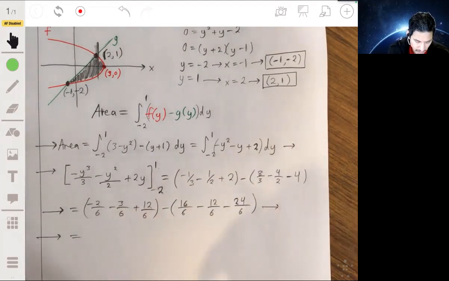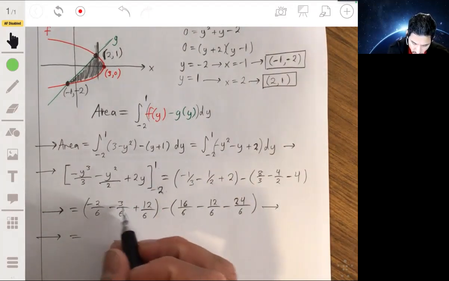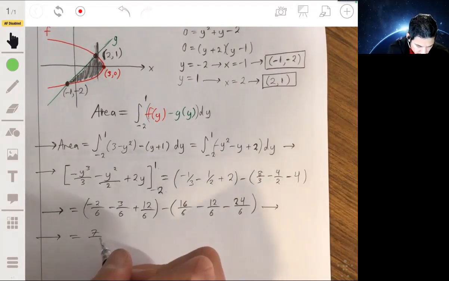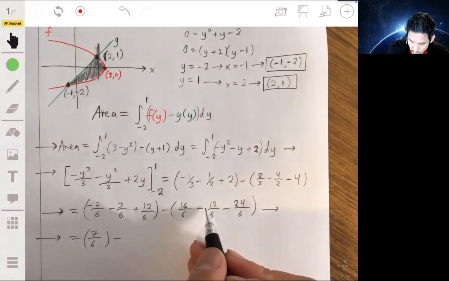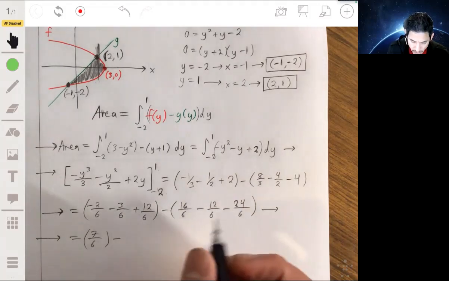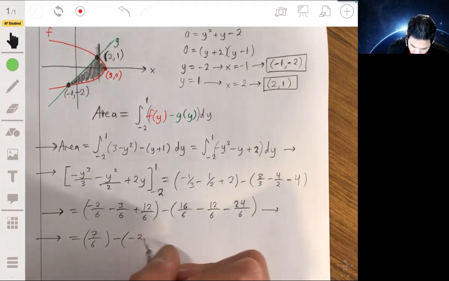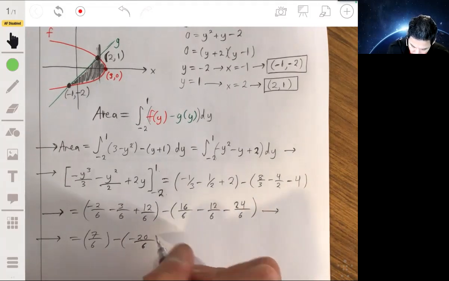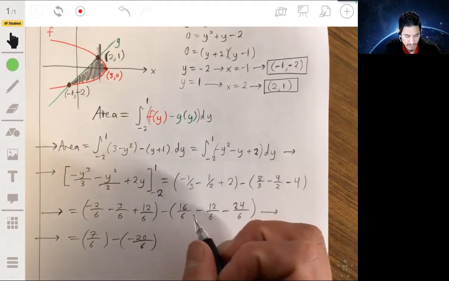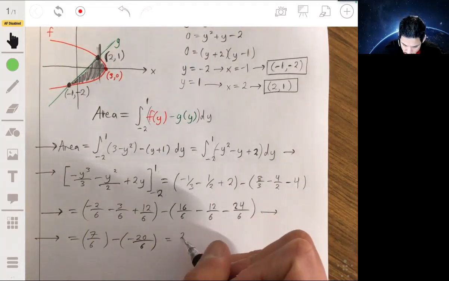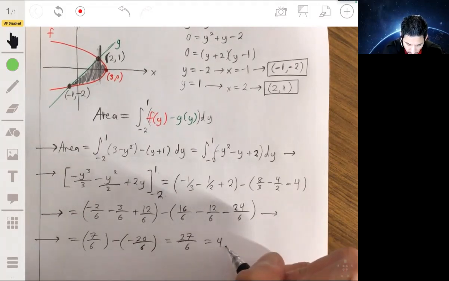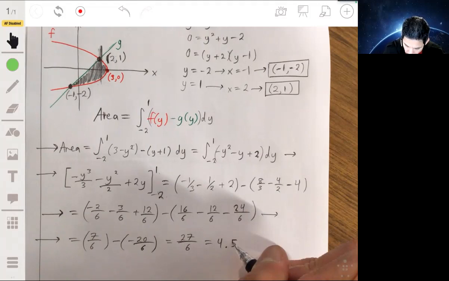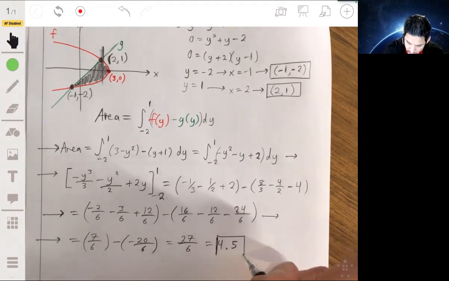All right, now we just add. So we got 7/6 minus 24/6, negative 26/6, and then we'll get 27/6, or 4.5. Let's say 4.5 units squared if we want.